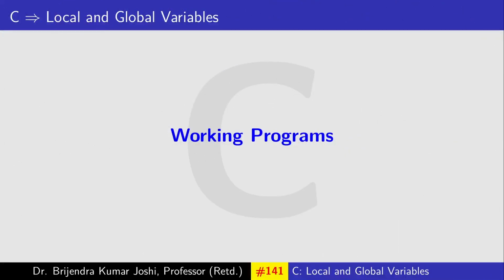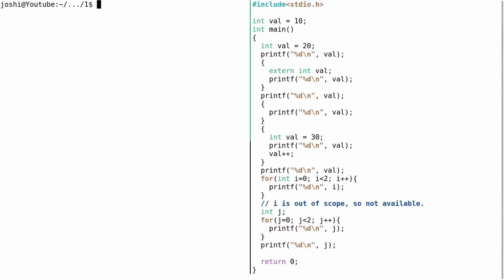Now let us see a working program. So let us see the code. Here I have declared a global variable of type integer and initialized it with the value 10, and within main I have declared another variable with the same name and initialized it with a different value. And then I have made various scopes.